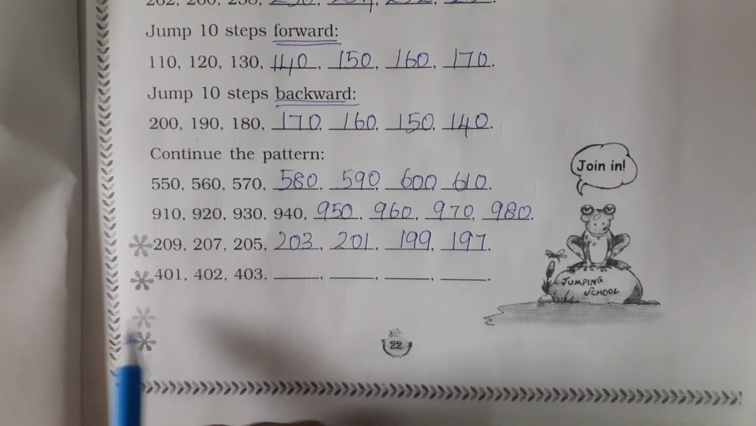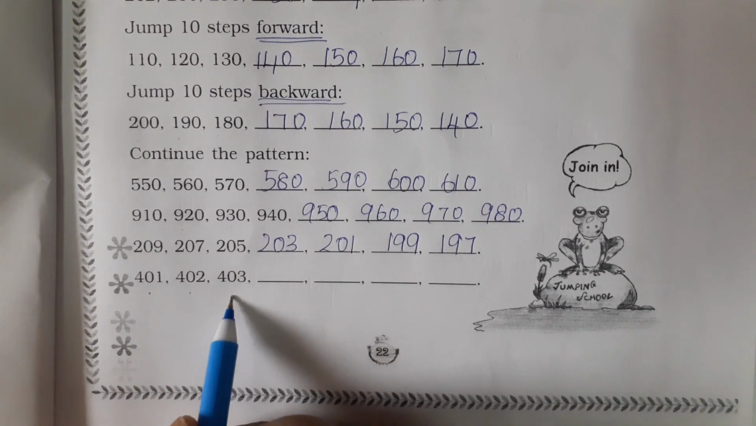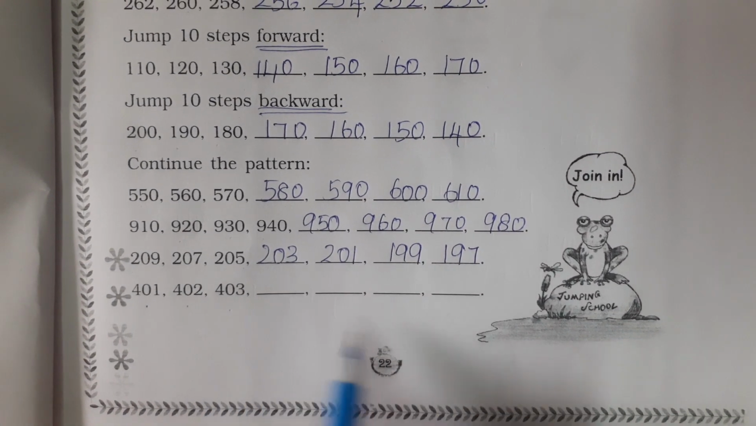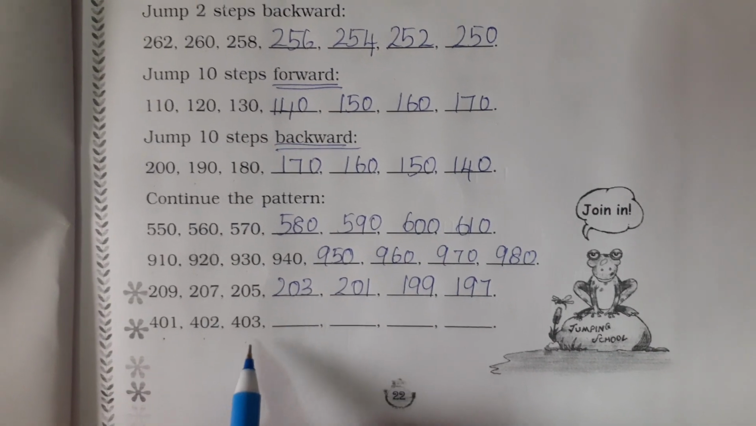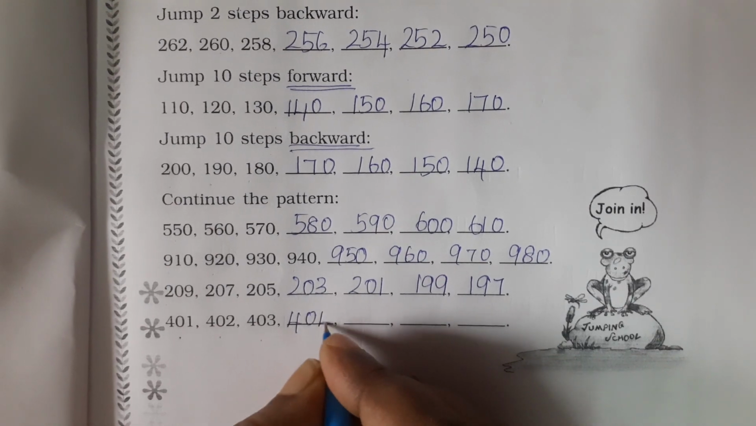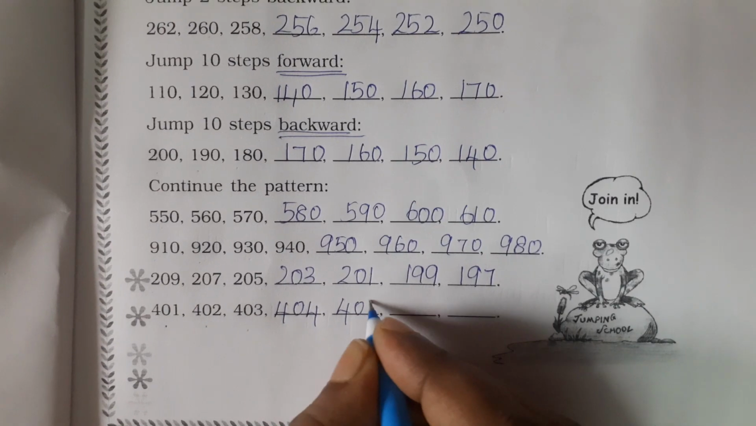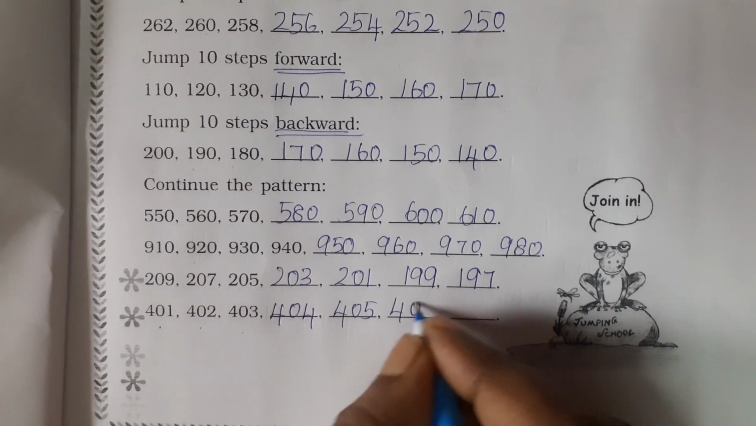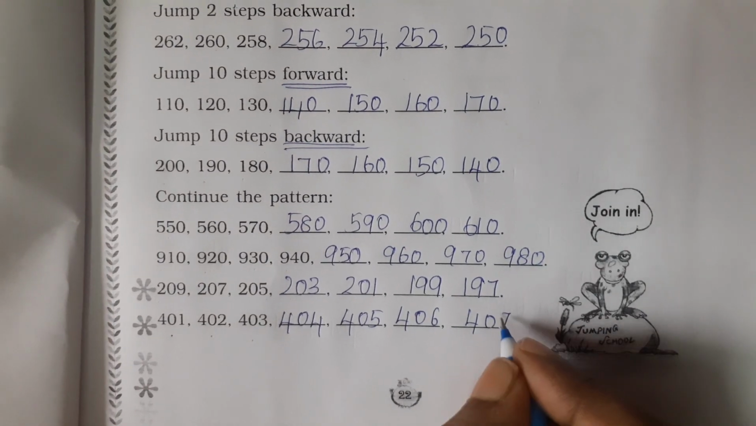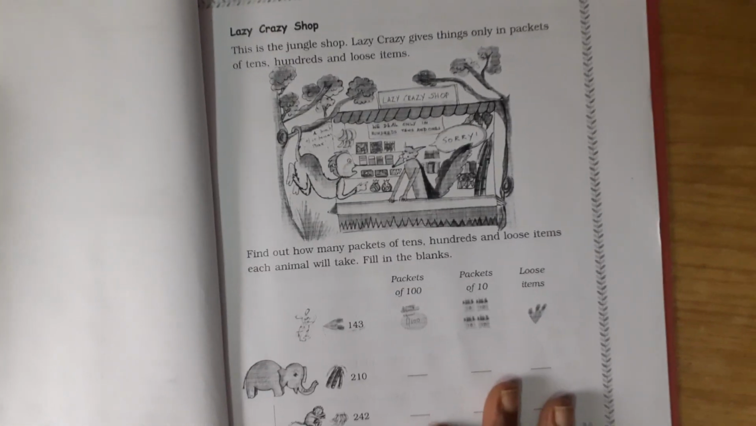We move on to this. We'll check what pattern this is. 401, 402, 403. What is this? They are writing the next numbers, so we'll continue the pattern in the same way. After 403 comes 404. One step forward. Only one step forward you have to write. This is very simple. 405, 406, 407. Yes, we completed this page. We move on to the next page.